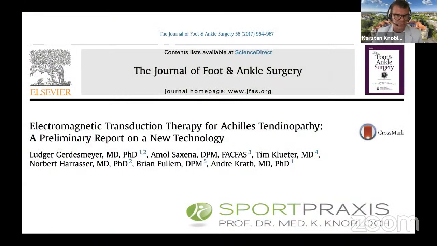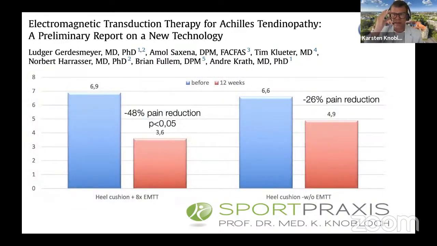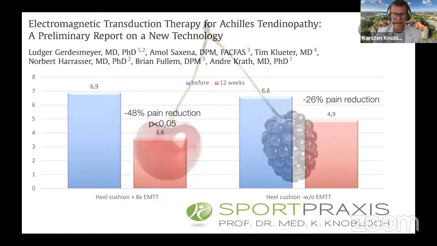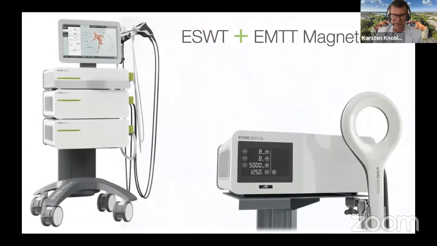By now there are some cohort studies out, like this one published in 2017 on the Achilles tendon, where they did either conventional treatment with eccentrics and heel cushion, or the combination with EMTT in addition, finding a stronger pain reduction effect in Achilles tendinopathy. And as of now, and this is the topic of today, EMTT and ESWT, you might consider combining them.